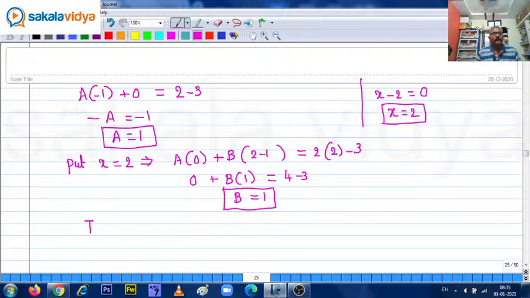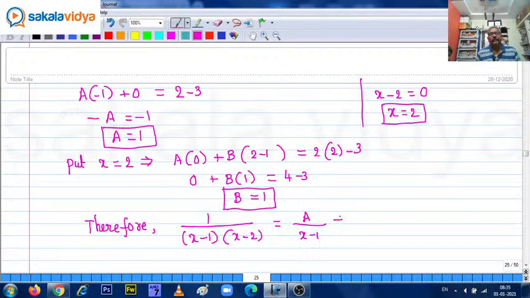Therefore the partial fractions are: 1 upon x minus 1 times x minus 2 equals to a upon x minus 1 plus b upon x minus 2, where a is 1 and b is 1. So it equals 1 upon x minus 1 plus 1 upon x minus 2. This is the way we need to find out the partial fractions.